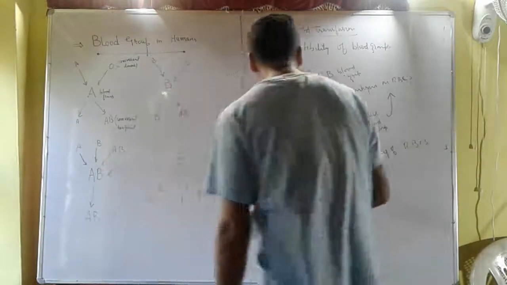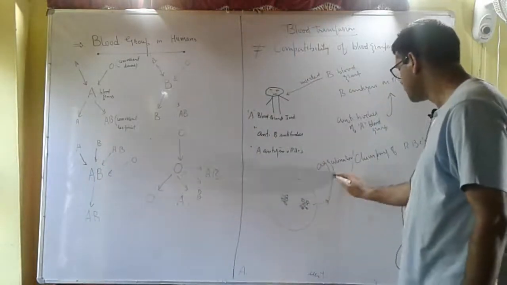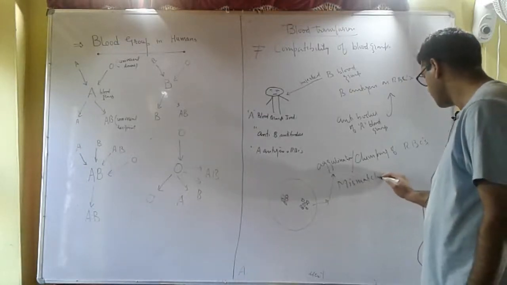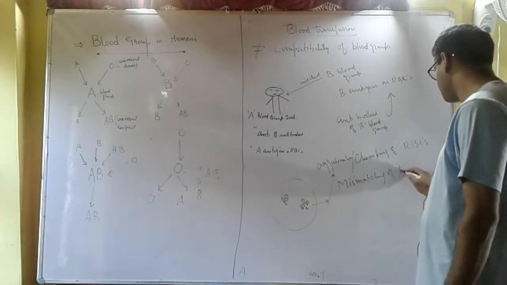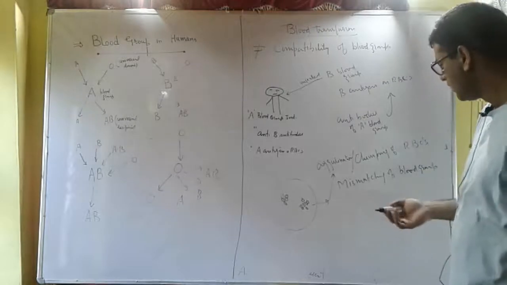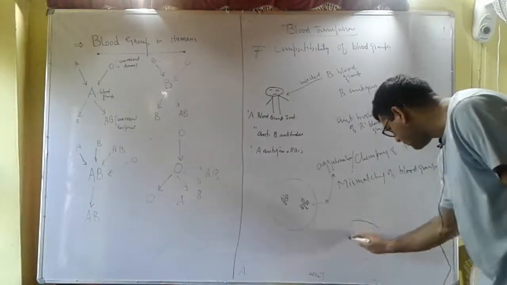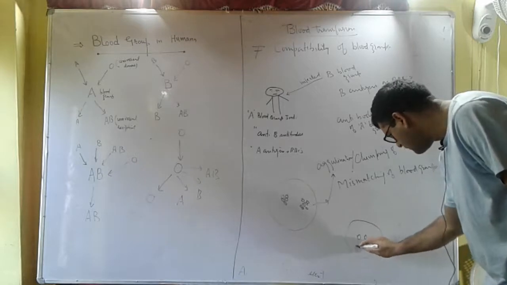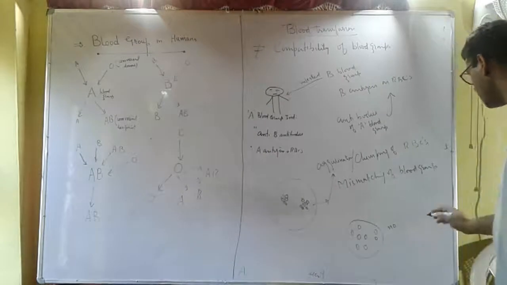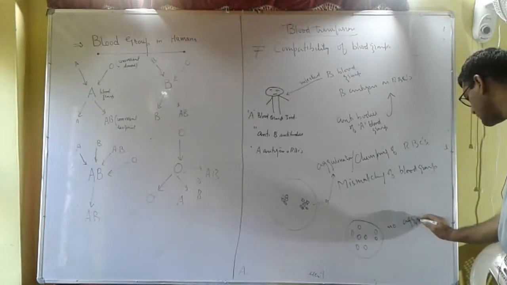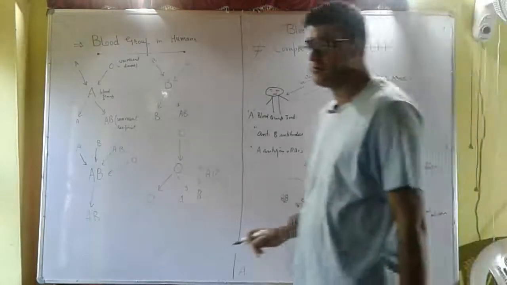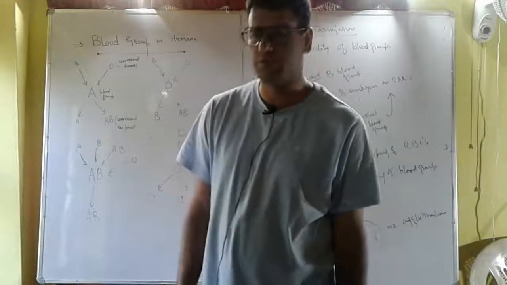So this clumping occurs during mismatching of blood groups during transfusion. Here we see this is no mismatching, no clumping, no agglutination. So it is necessary to determine the compatibility of blood groups during transfusion.